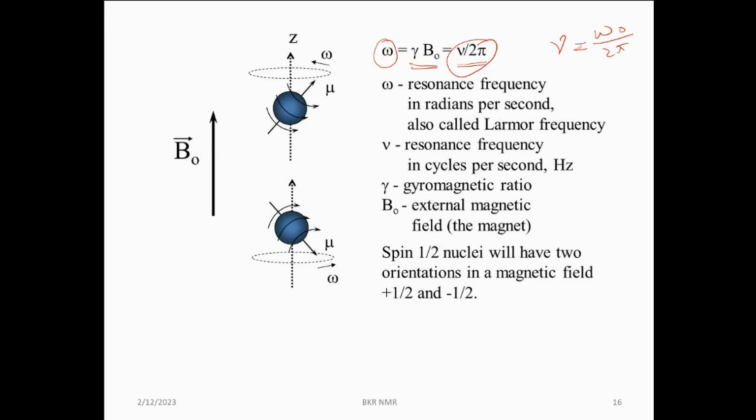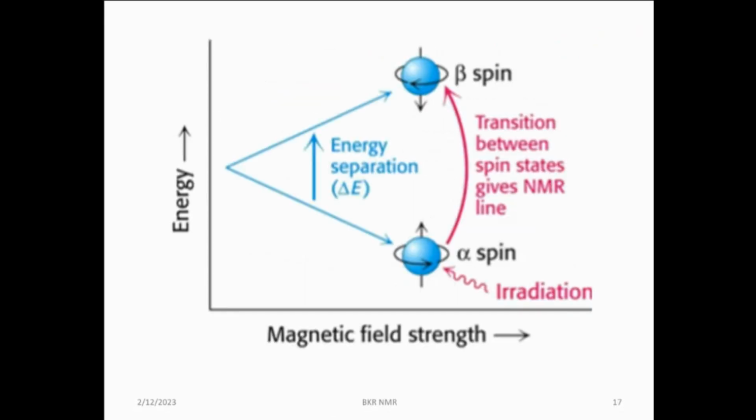Now, it has split into two like this, right? So this energy difference has come, right? This energy difference will be equal to nu, which will be equal to omega 0 by 2 pi. Now when I give energy, and this energy equals the energy difference, the nuclei will go from this state to this state, a transition between the spin states. And this transition will give me the NMR line.